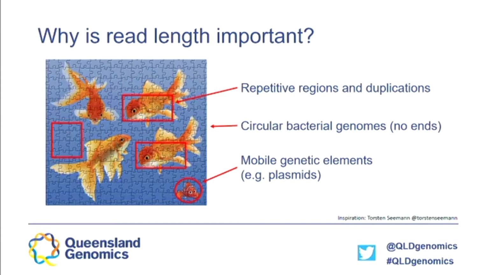So why is read length so important? Well, in a genome, there's lots of repetitive and duplicated regions, and there's also mobile genetic elements like plasmids. So with only small reads, it's quite hard to resolve those repetitive regions. It's hard to know where they occur in the genome, how many times they repeat. And the circular nature of bacterial genomes also adds complication when you're trying to assemble the sequences together. So it's like having a jigsaw puzzle with lots of tiny pieces, lots of these repetitive and duplicated regions, having no edges or corners, or even knowing precisely how many pieces are in your puzzle.